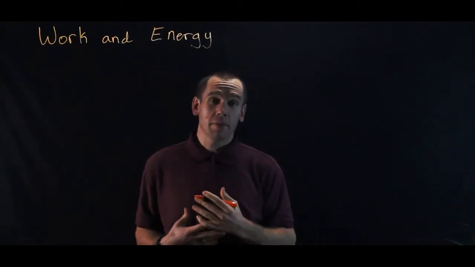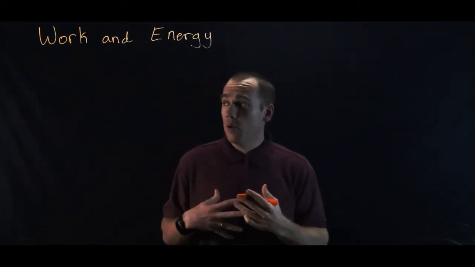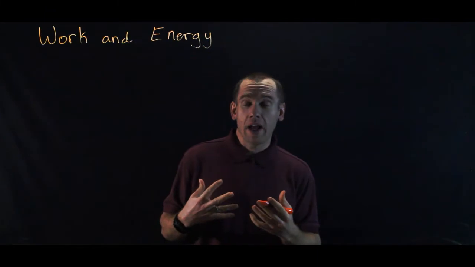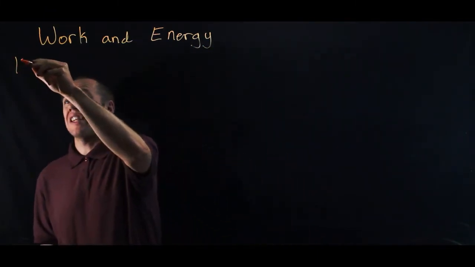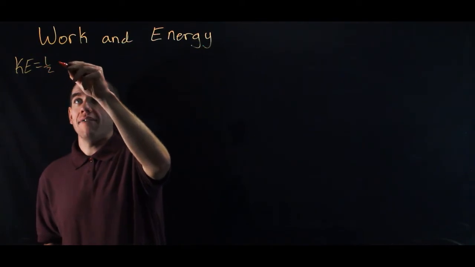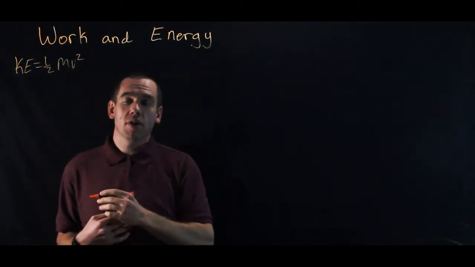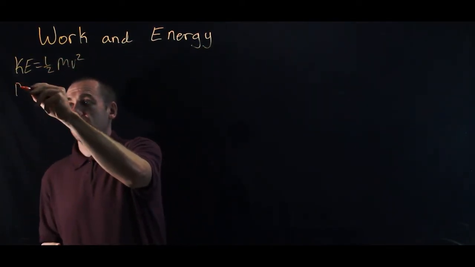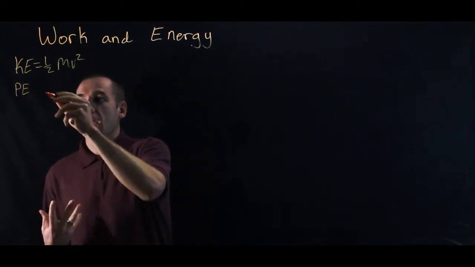In this lesson, we're going to talk about work and energy. Now, we remember from before that there's a few different types of energy. We can talk about kinetic energy, which is due to velocity, and we calculate it as 1/2 mass times velocity squared. And there's potential energy. We have a couple different types of this.